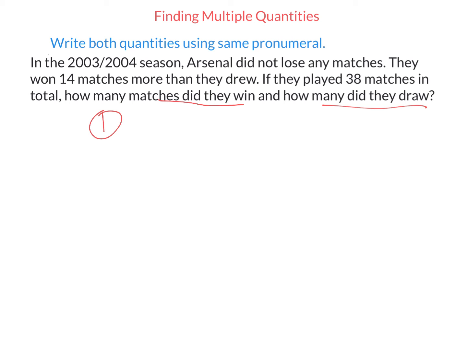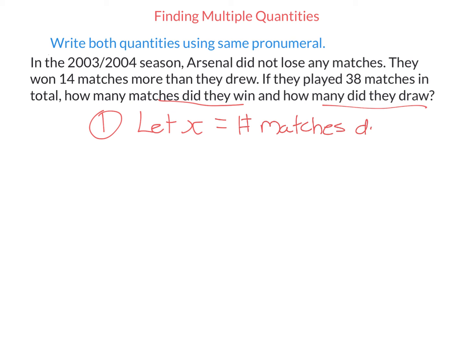So step one is to define the variable. So the problem here is, what do you let x equal? The number they've won or the number they've drawn? It doesn't matter so much, but I'm going to tell you, just to make it easier on yourself, always let x be the smaller quantity. So here the number they drew was smaller. So I'm going to let x equal the number of matches that they drew, number of matches drawn.